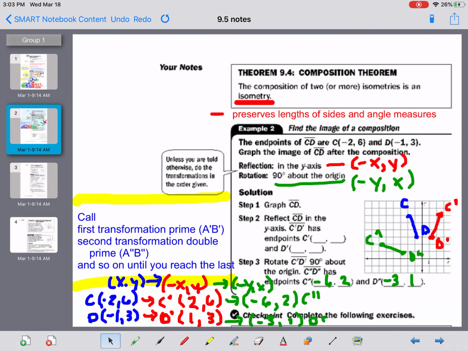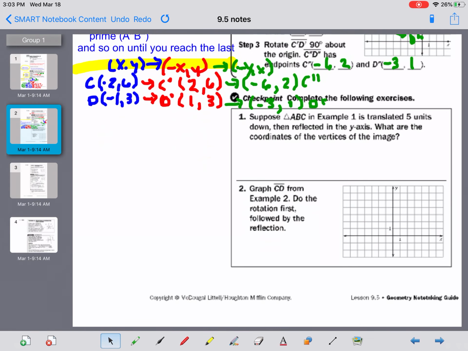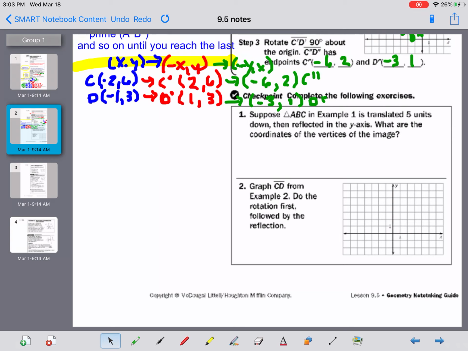So let's move to the bottom of our page here. In example 1 here on the checkpoint, I'm going back to the triangle from the first page of our notes. Okay, and just so we know, I'm going to copy down those same coordinates that I used on page 1. So on page 1, A was at 2, 1. B was at 5, 3. And C was at 6, 2.